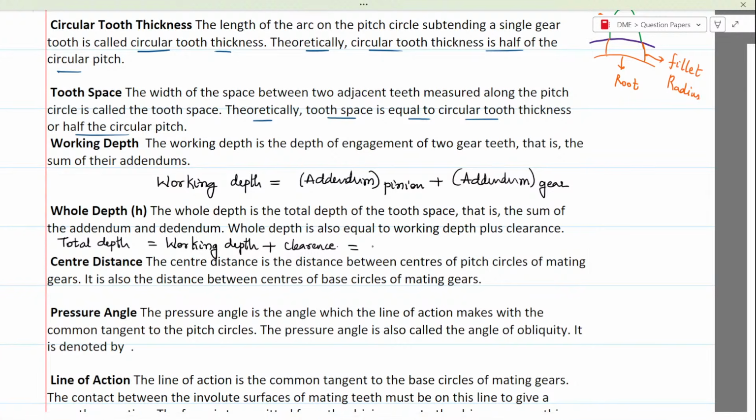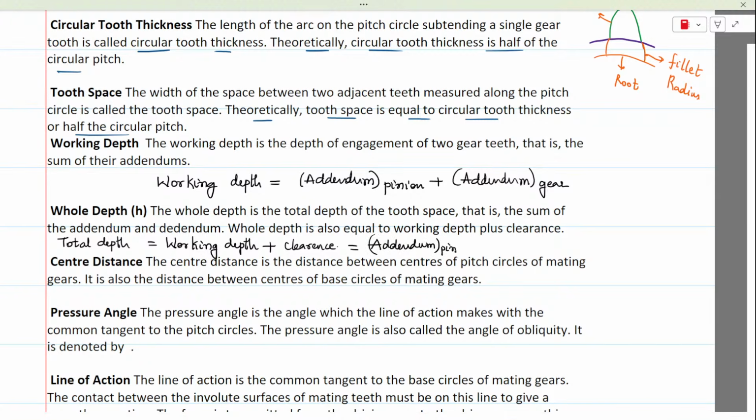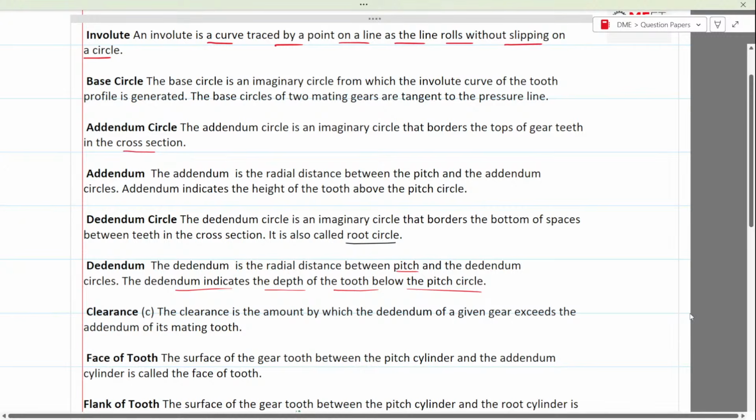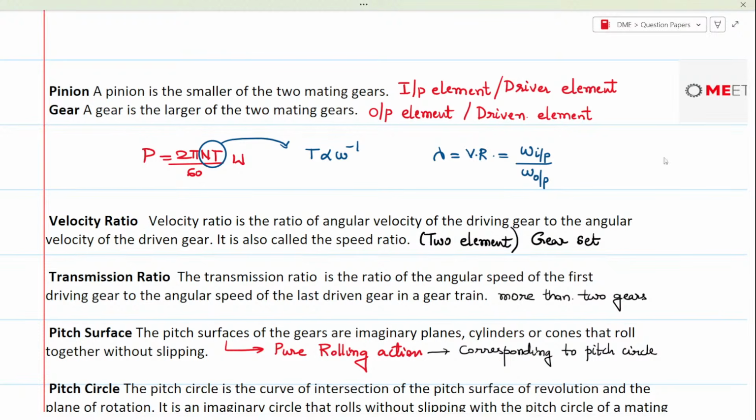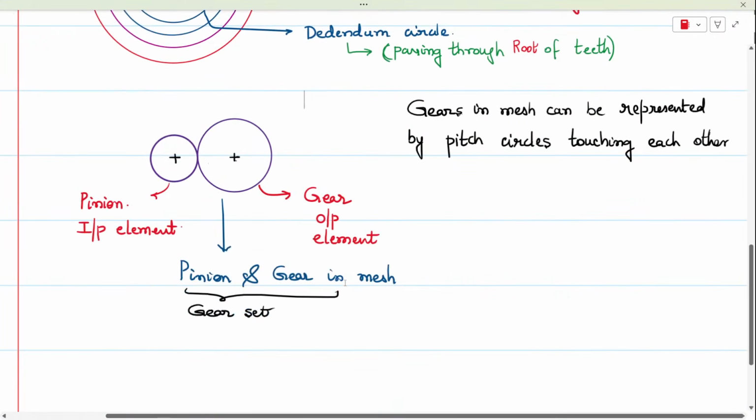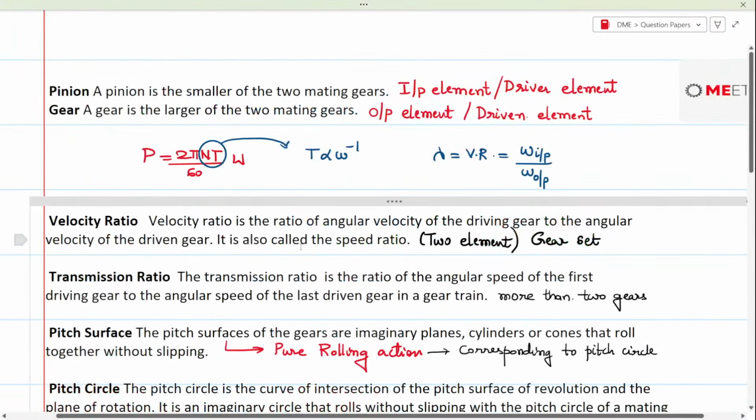So the other way to write this is addendum of pinion plus dedendum of pinion. As I mentioned previously, dedendum will be greater than addendum. I mentioned that in the previous slide. Let me go back and show it to you once again, where I concluded that dedendum will always be greater.